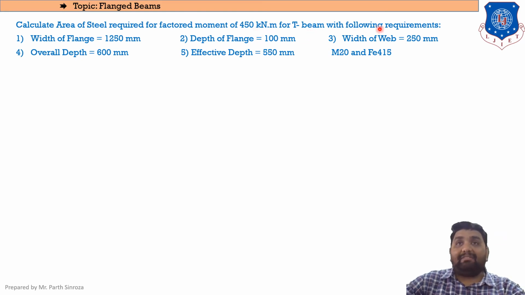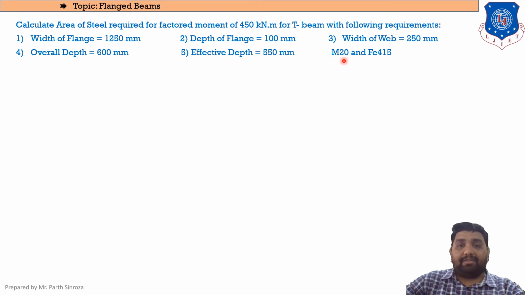For a T-beam having the following requirements, that means the data is being prescribed: the width of flange, that is bf, is given as 1250 mm. The depth of flange, that means Df, is 100 mm. The width of web, that means bw, is 250 mm. And the overall depth, capital D, is given as 600 mm. Effective depth is given as 550 mm. So according to this, cover will be 50 mm: overall depth minus effective depth gives our effective cover.